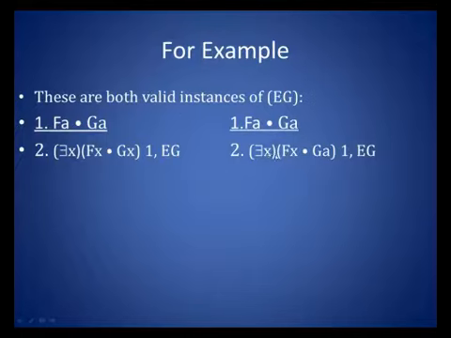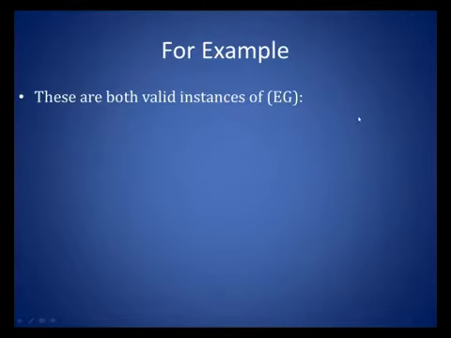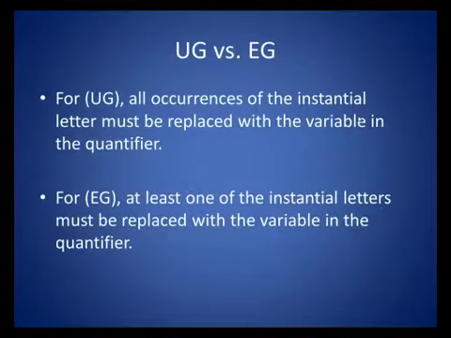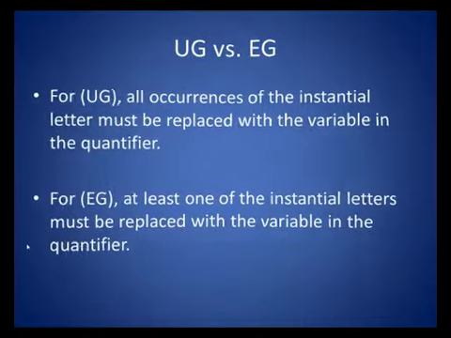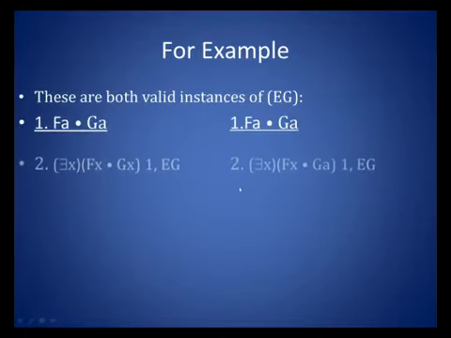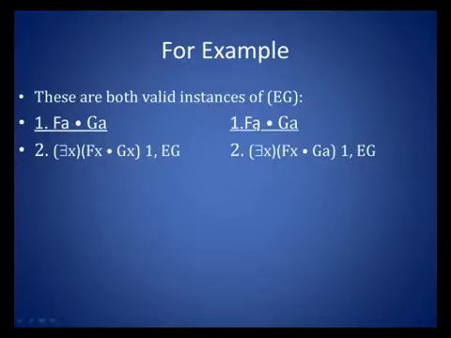I can also do it this way, where I only substitute the variable for the F. Notice my G, I kept my constant. Now let's back it up for just a second. Look at the rule for EG. At least one of the instantial letters must be replaced with the variable, which is exactly what happens in the second example here. In this second example, I've only replaced one of the letters with my variable that's in my quantifier. Okay? And this is completely legal, so both of these are valid.